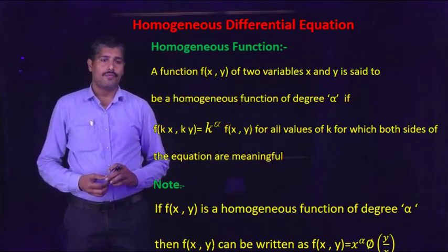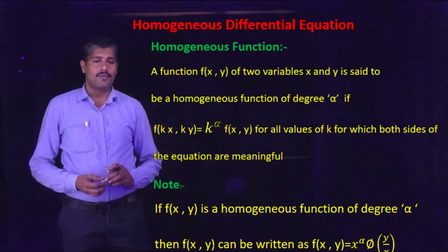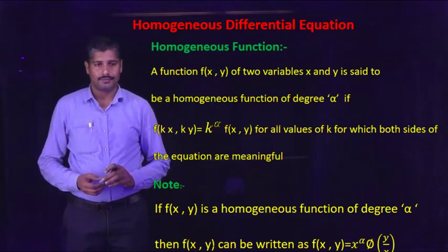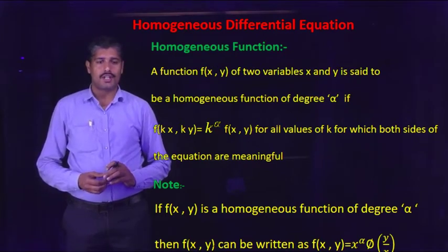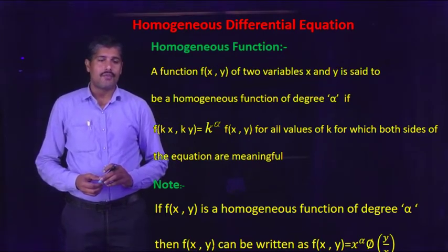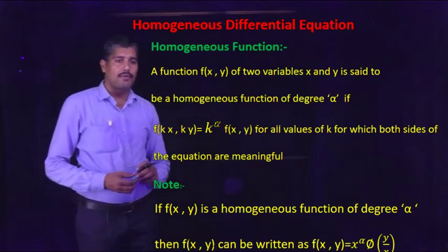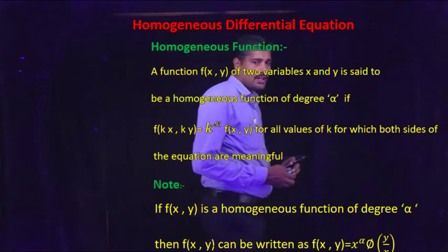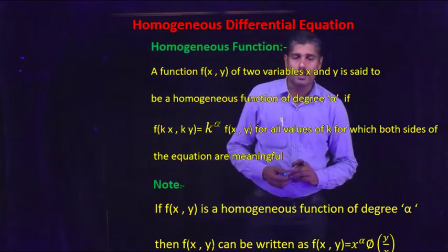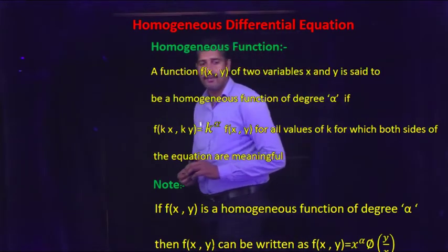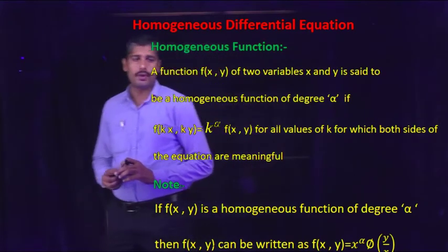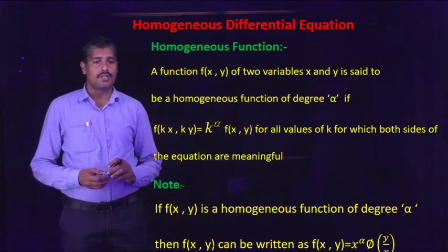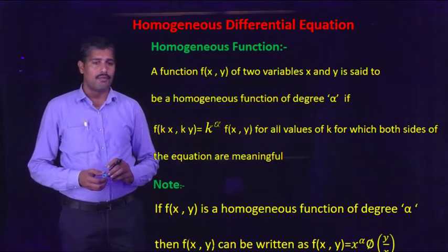Before we see homogeneous differential equations, first know about homogeneous functions. What is a homogeneous function? A function f of x comma y of two variables x and y is said to be a homogeneous function of degree alpha if f of kx comma ky equals k power alpha into f of x comma y for all values of k for which both sides of the equation are meaningful.